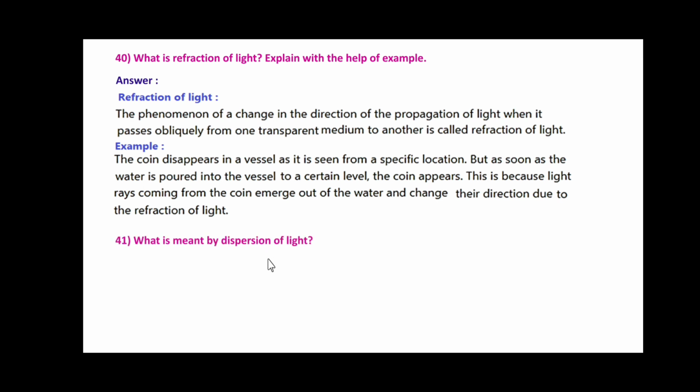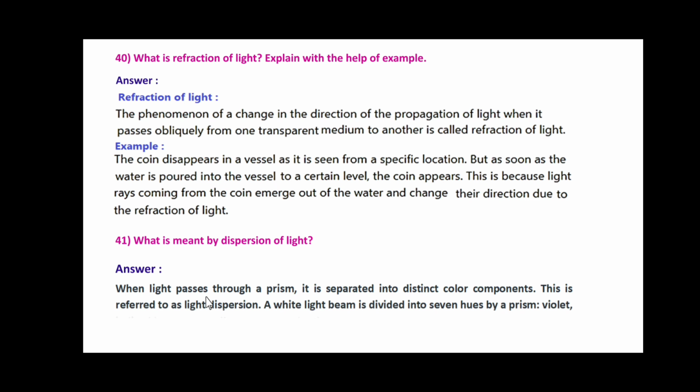What is meant by dispersion of light? When light passes through a prism, it is separated into distinct color components. This is referred to as dispersion of light. A white light beam is divided into 7 colored hues by the prism: violet, indigo, blue, green, yellow, orange and red.